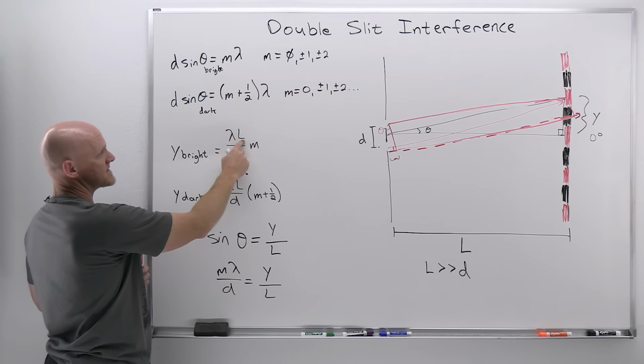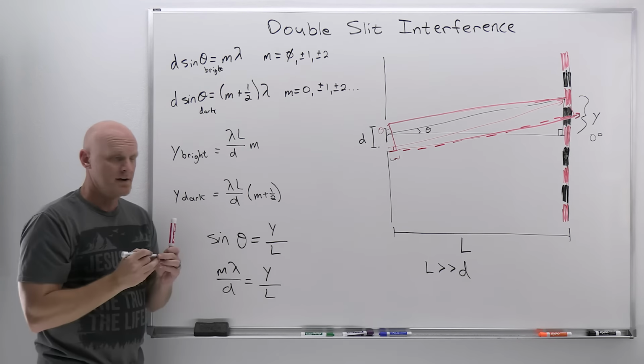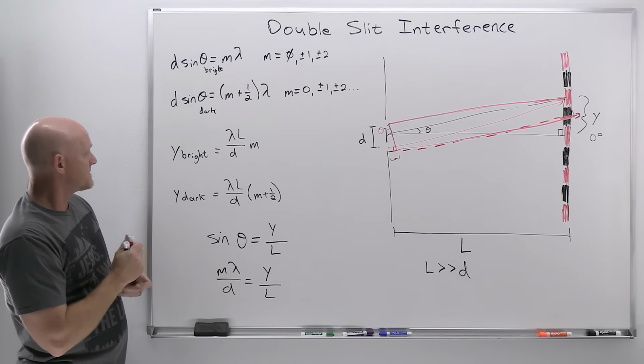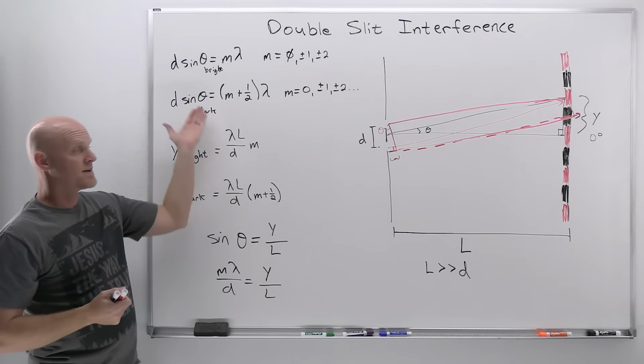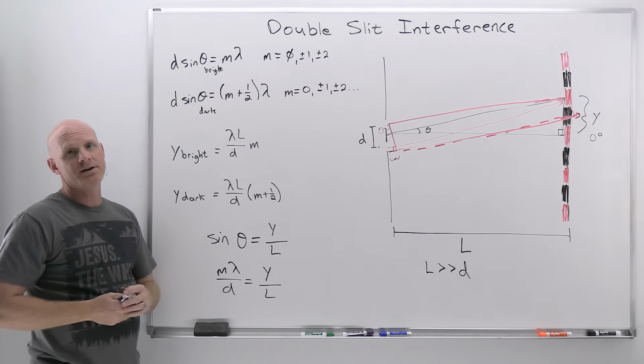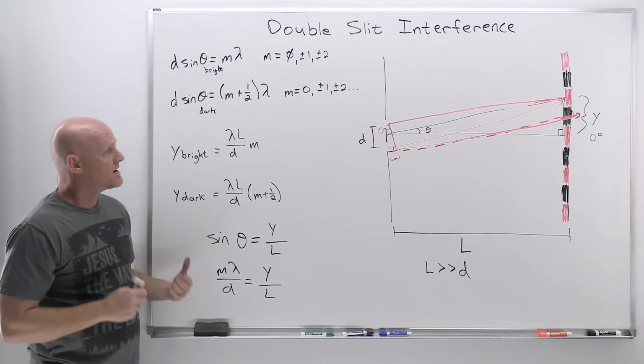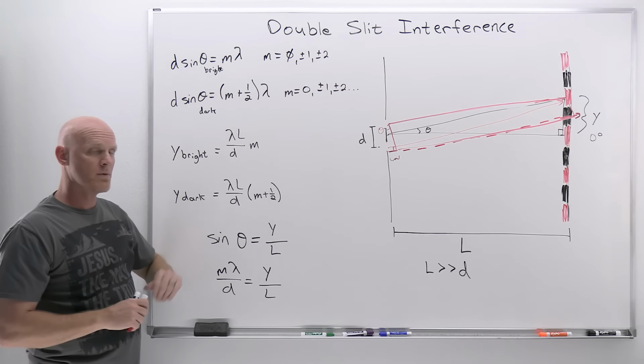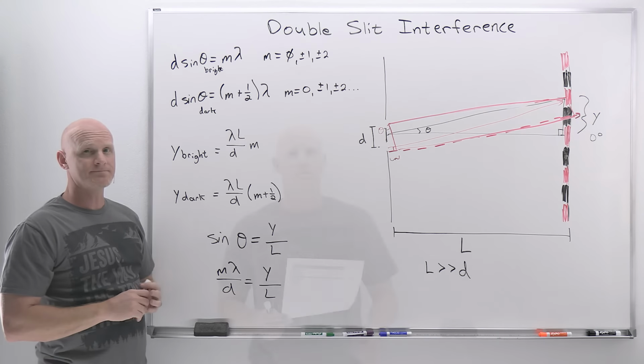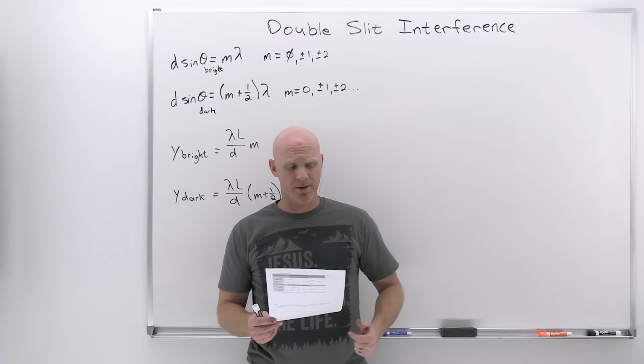M times lambda times L over d. Deriving the similar equation for the dark fringe would work in principle exactly the same way. And from here, these are the four equations, we are ready to do a little bit of plugging and chugging. So we're just going to do a single multi-part question here.